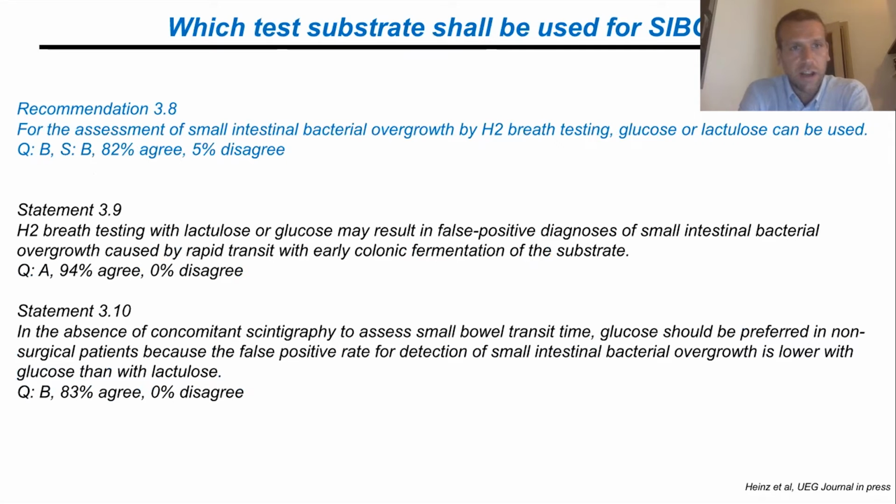Following up with this consensus, we recommended that for the assessment of SIBO by hydrogen breath testing, glucose or lactulose can be used. Again, here there are a lot of controversial and conflicting results, but we have been able to reach a great consensus, as you can see, 82% agree with only 5% disagreement for this recommendation. We came up with a strong recommendation.